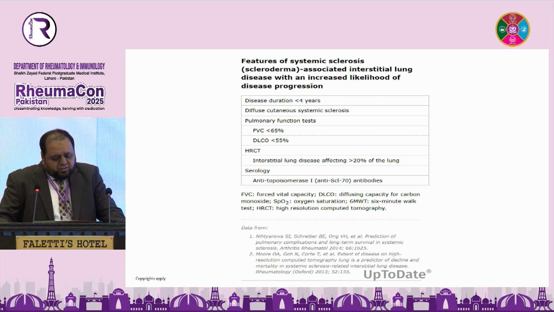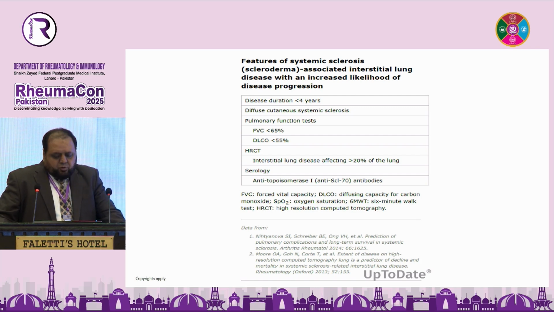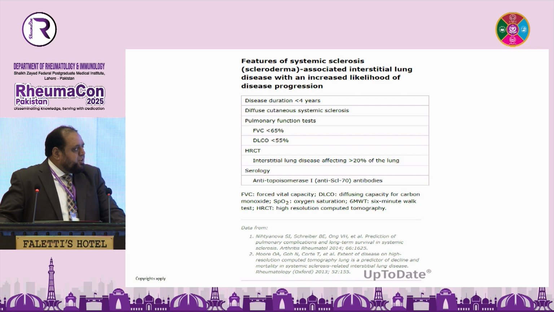So these are a few features which are associated with increased likelihood of disease progression in systemic sclerosis. It includes disease duration less than 4 years, diffuse cutaneous systemic sclerosis, pulmonary function test which includes forced vital capacity less than 65% predicted and DLCO of less than 55% predicted, while interstitial lung disease affecting more than 20% of the lung, and patient has positive anti-SCL70 antibodies. So these are features which are associated with disease progression in systemic sclerosis.